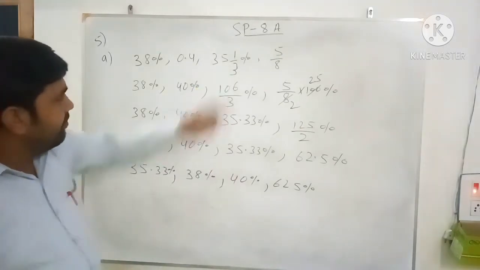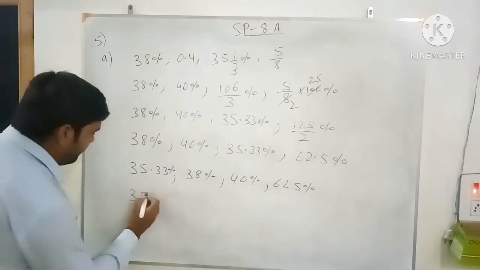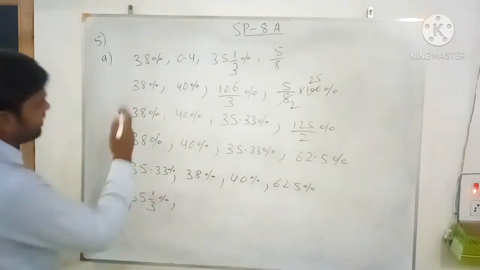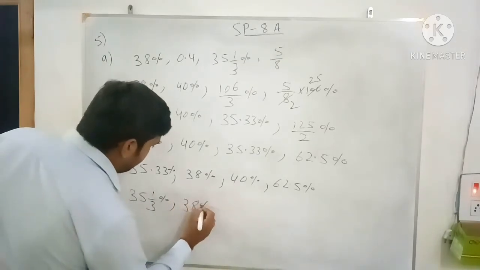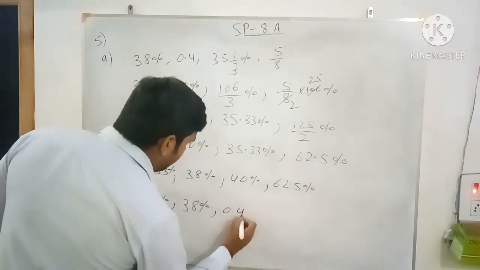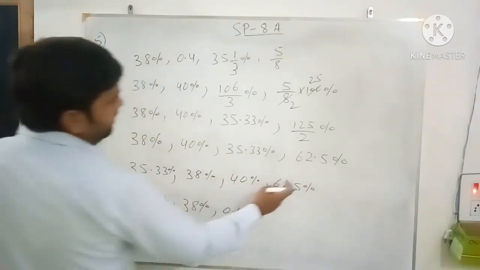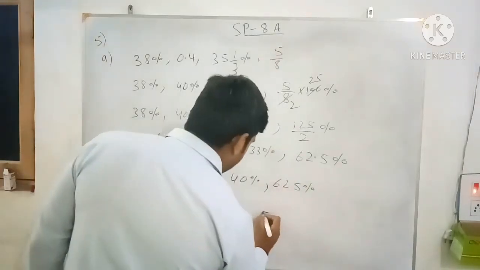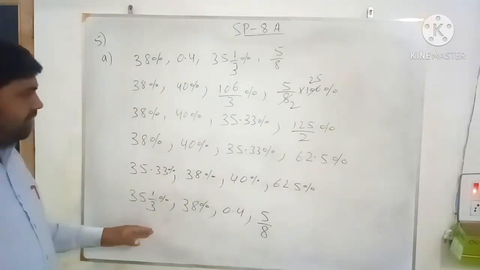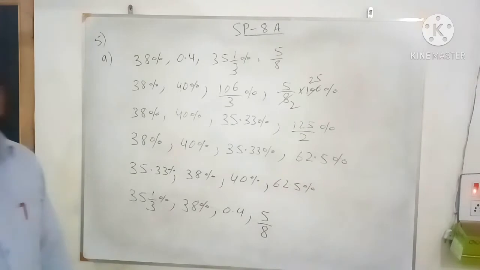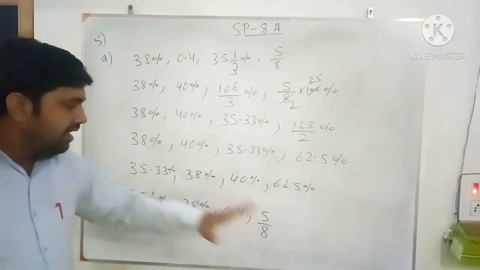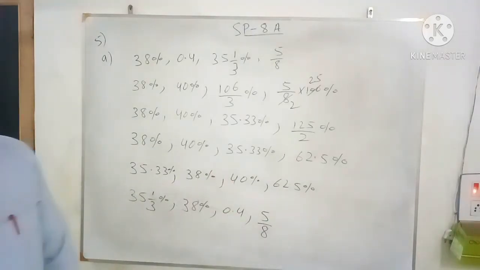35.33%, the value is 35 1 by 3%. On that place you can write 35 1 by 3%, and 38% is 38%, and 40% is 0.4, and 62.5% is the value 5/8. Now that is in the ascending order. Similarly, we can arrange in the descending order also. The question number 6, the greatest number you put at the beginning and the smallest number at the last in the descending order. Now we see the question number 7.